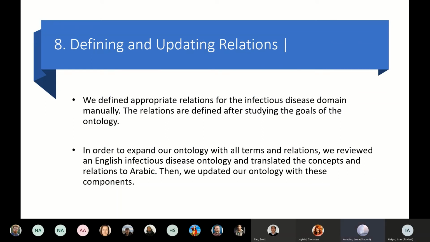After that, we define the appropriate relations for the infectious diseases domain, and this step is done manually. The relations are defined after studying the goal of the ontology. In order to expand our ontology with all terms and relations, we also reviewed an infectious diseases ontology and translated the concepts and relations to Arabic. Then we update our ontology with this information.